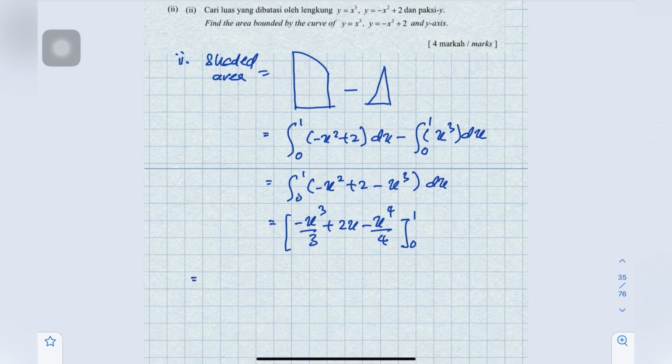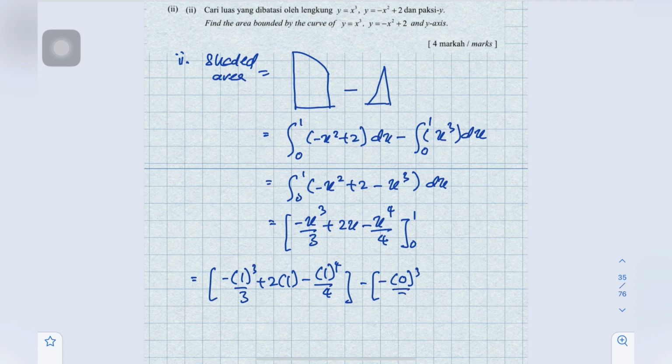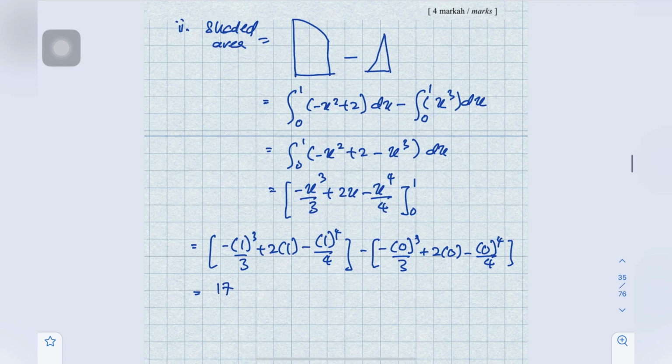Okay, so this one: negative 1 cubed over 3 plus 2 times 1 minus 1 power of 4 over 4. The 0 must also be shown substituted. So 0 cubed over 3, minus, plus 2 times 0 minus 0 power of 4 over 4. Okay, later we get the answer is 17 over 12 unit squared.